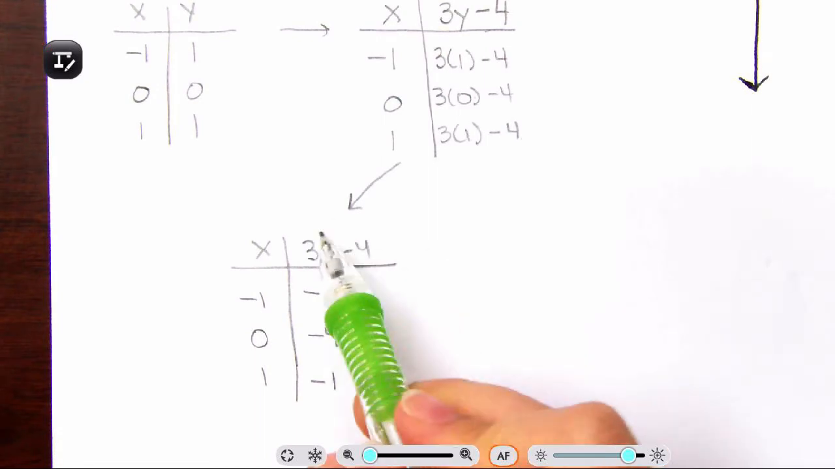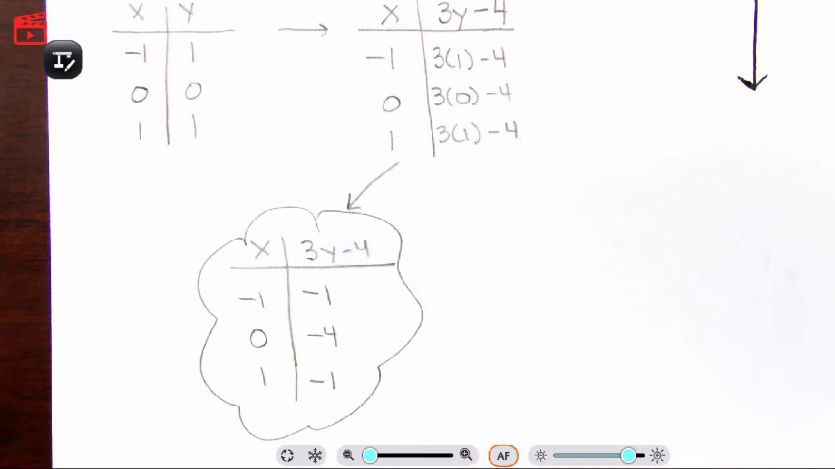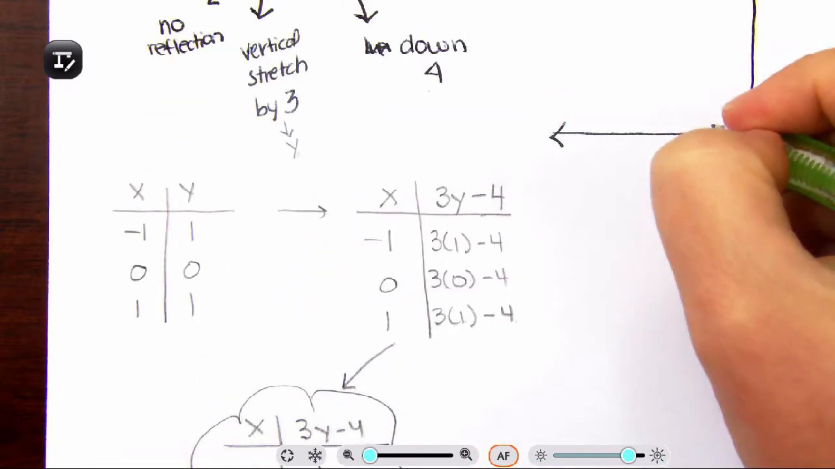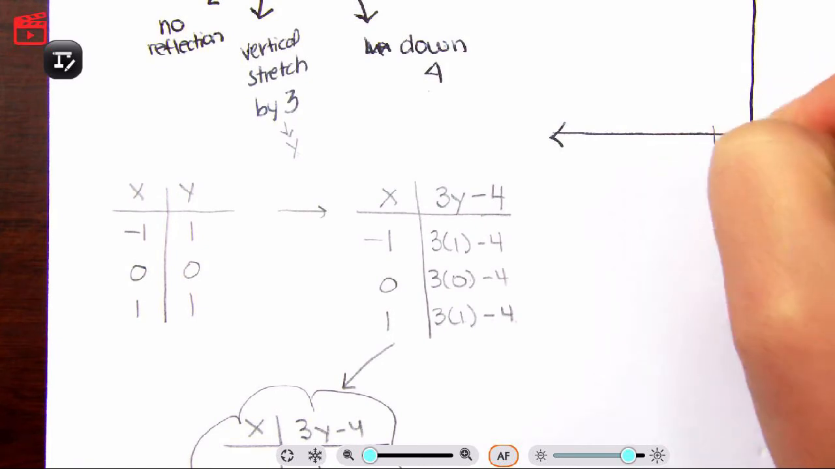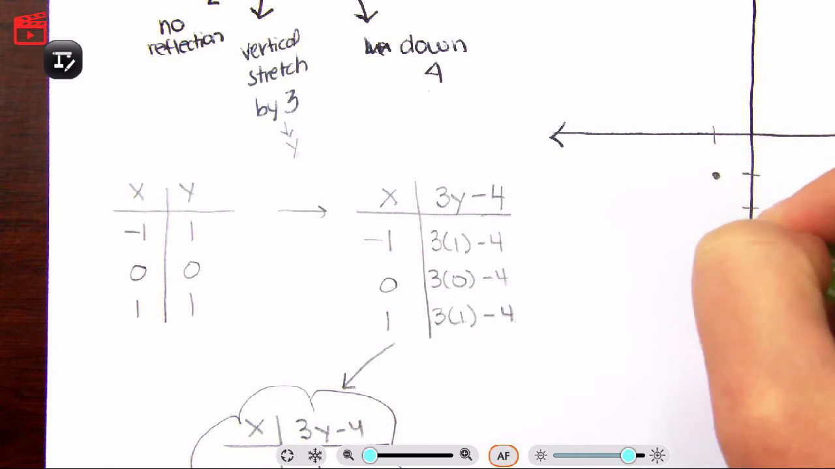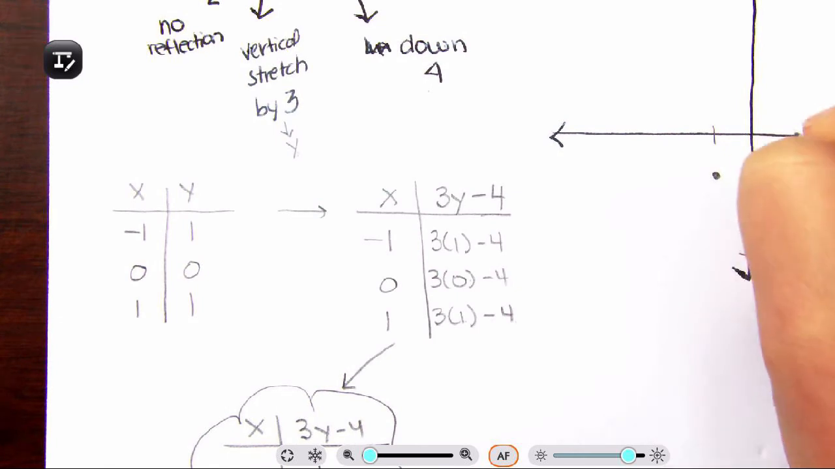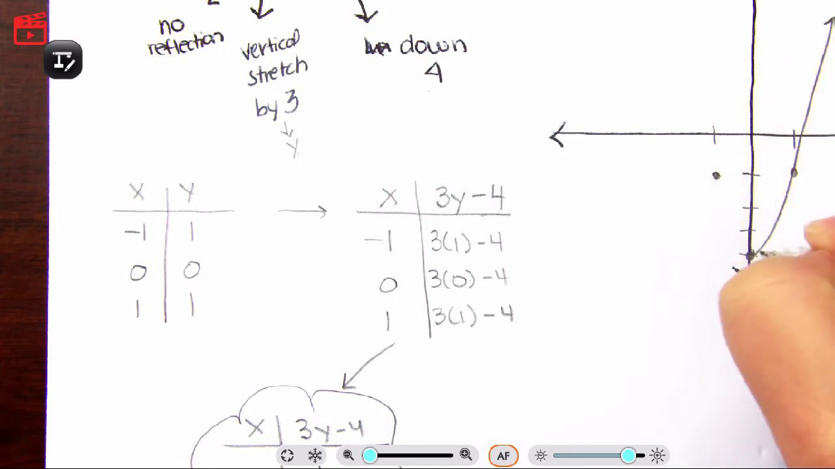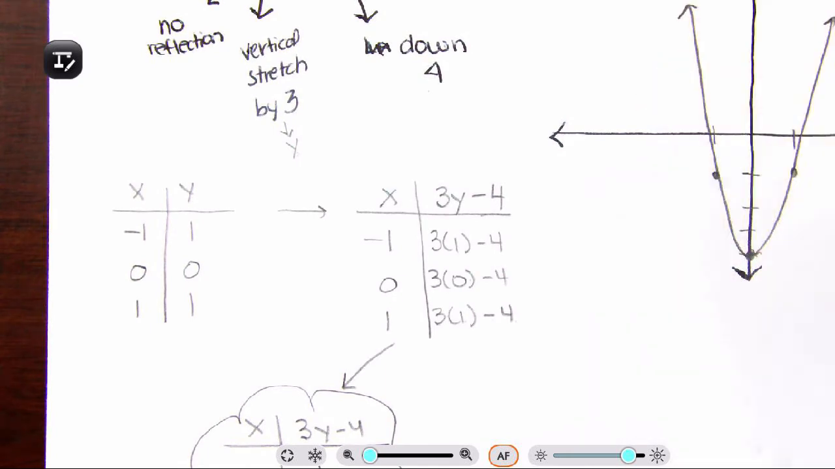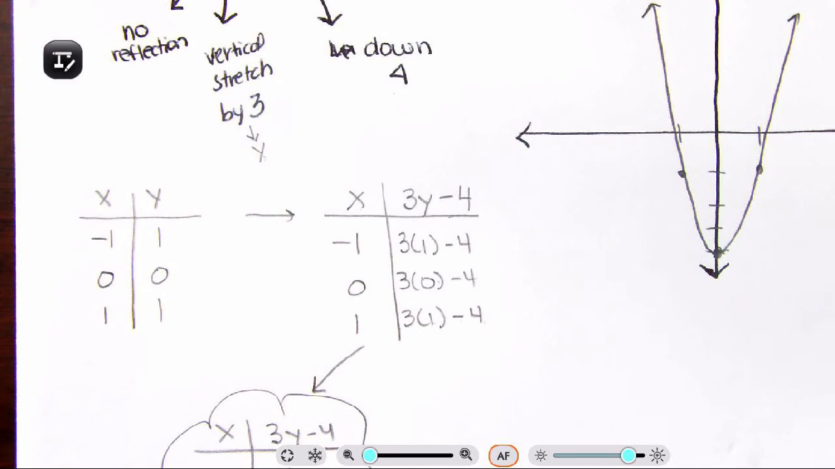So now that you have your new transformed points, we're going to graph these. So I have -1 and -1, 0 and -4, and I have 1 and -1. And we only need 3 points, you guys. As many pretty points as you need, you don't go overkill. You can have an infinite amount of pretty points. Let's just not do that.